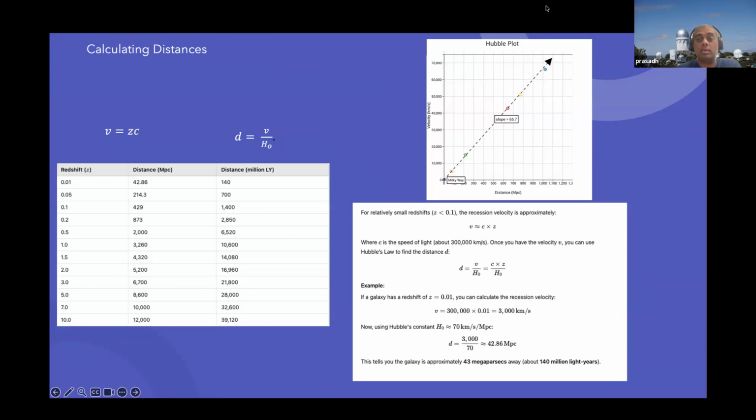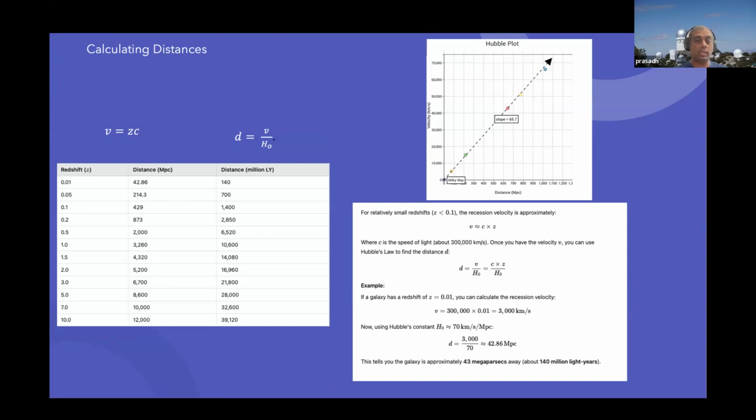And when you take the slope, this will give you the Hubble constant, the H naught value. So this is what Hubble is actually famous for. Now, if you want to find the distance using this method, what you need to do is find the redshift value of that particular galaxy. And this can be done using a few different methods.